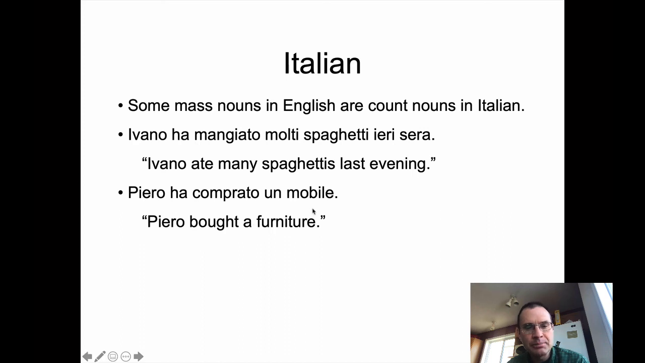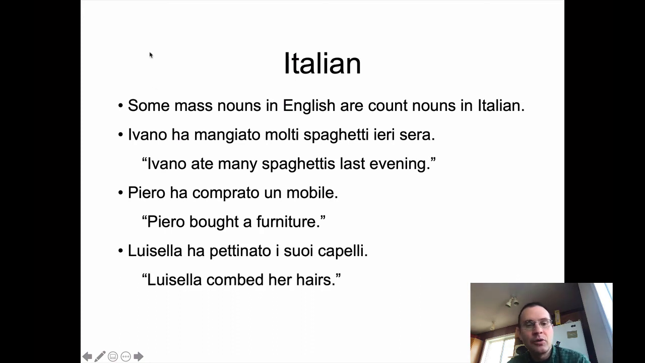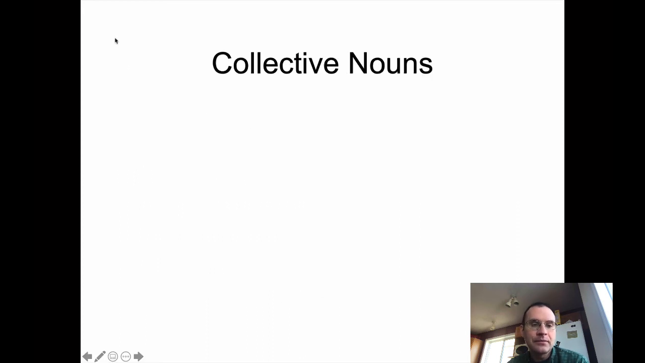Or Piero ha comprato un mobile. Piero bought a furniture. Again, something you can't really say in English. Or Luisella combed her hairs rather than her hair. So these are all count nouns in Italian.